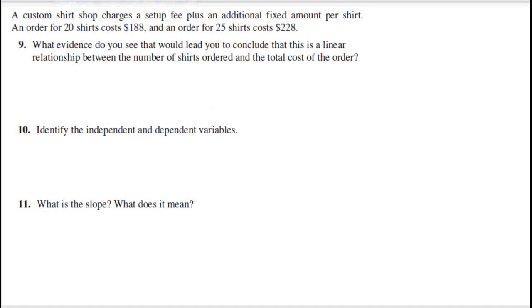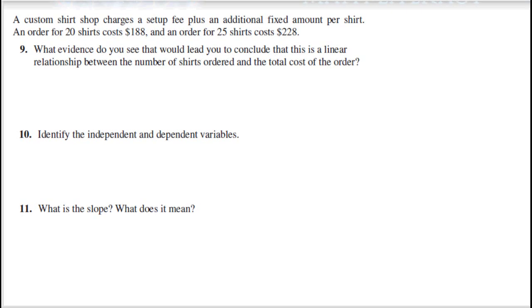Custom shirt shop charges a setup fee plus an additional fixed amount per shirt. An order of 20 shirts costs $180, and an order of 25 shirts costs $228. So we're seeing number of shirts, cost. So we know there's a relationship between the number of shirts and the cost, and we are then given 2 points that define that relationship. And I'm afraid I just answered question 9 for you.